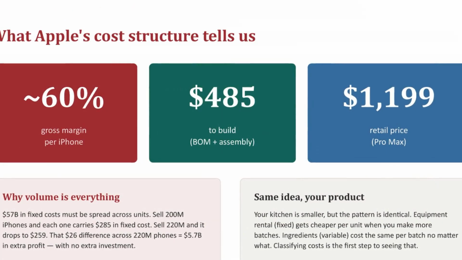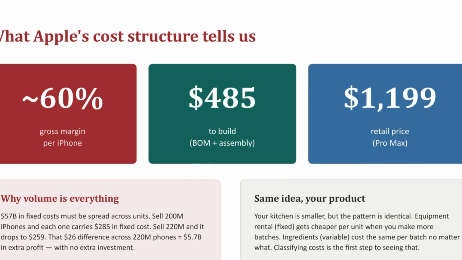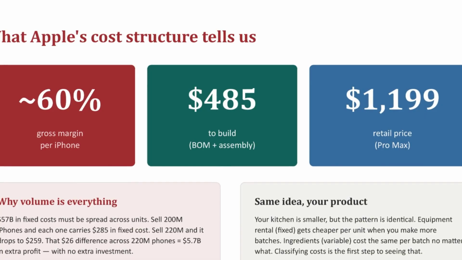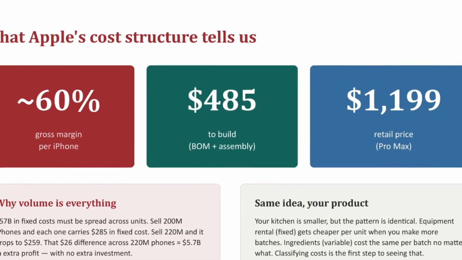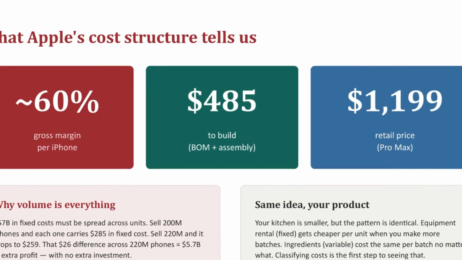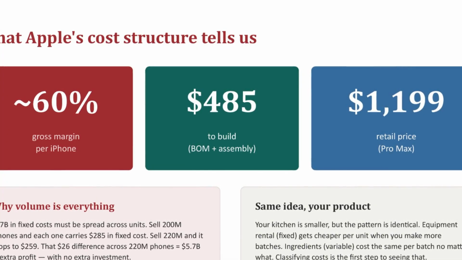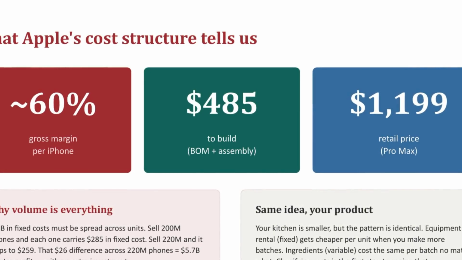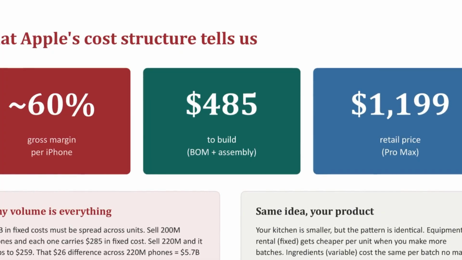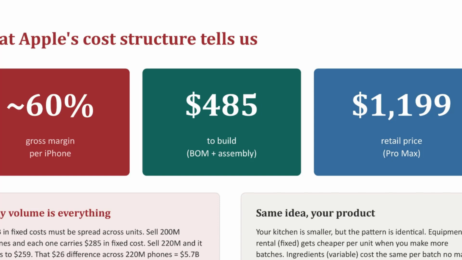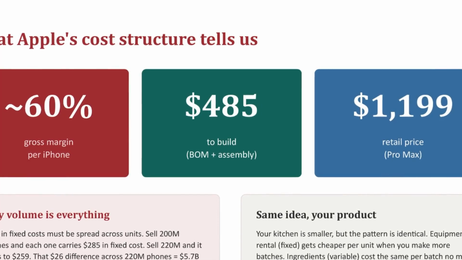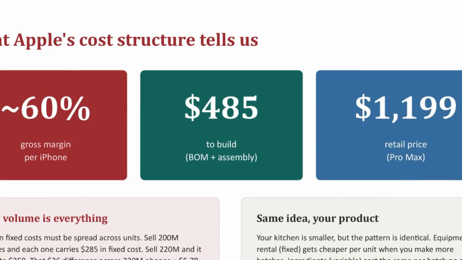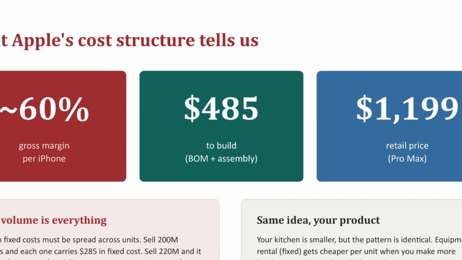Put the pieces together and the margin story gets clearer. Apple sells the iPhone 16 Pro Max for $199 and spends about $485 to build it, so gross margin is roughly 60%. But the bigger lever is fixed cost spread. At 200 million units, Apple's $57 billion in fixed costs works out to about $285 per phone. At 220 million, it drops to $259. That $26 difference times 220 million phones is about $5.7 billion in extra profit with no extra investment. Your project works the same way. Fixed equipment gets cheaper per batch, while ingredients stay variable.